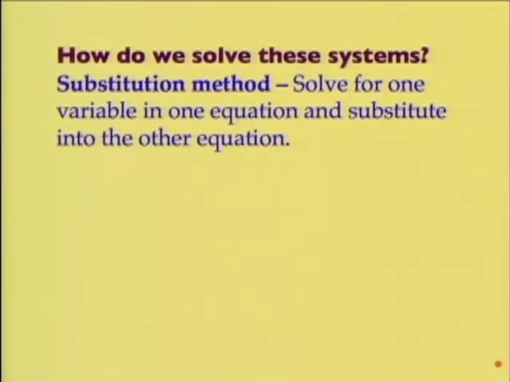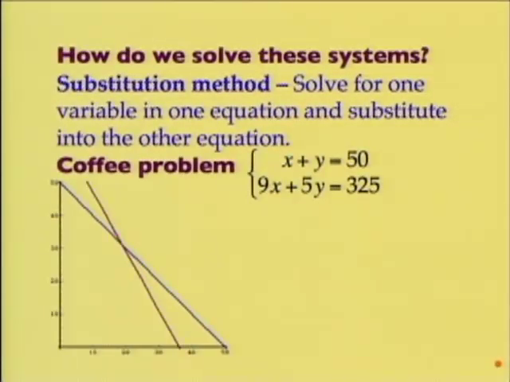One of two possible methods I can think of is what's called the substitution method. This is where you solve for one variable in one equation, and then you jam that into the other equation. For example, in our coffee problem, I've taken the liberty of graphing this just so you see that we are in this non-parallel case. There is a solution, right here. It looks like a little less than 20 for x and a little more than 30 for y.